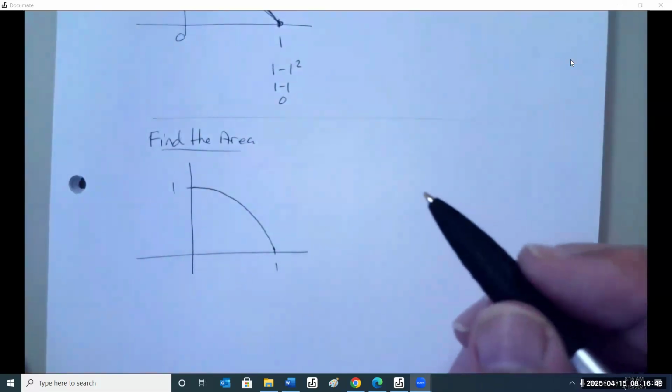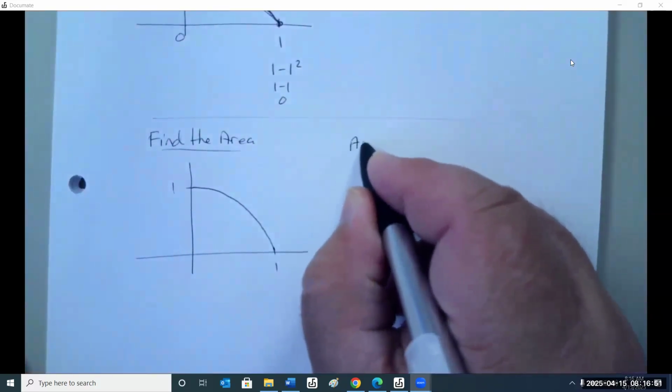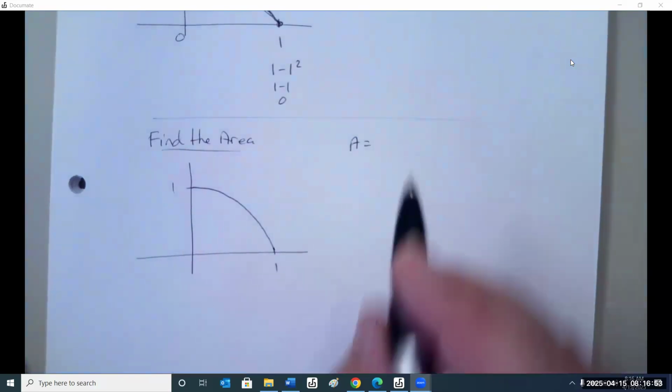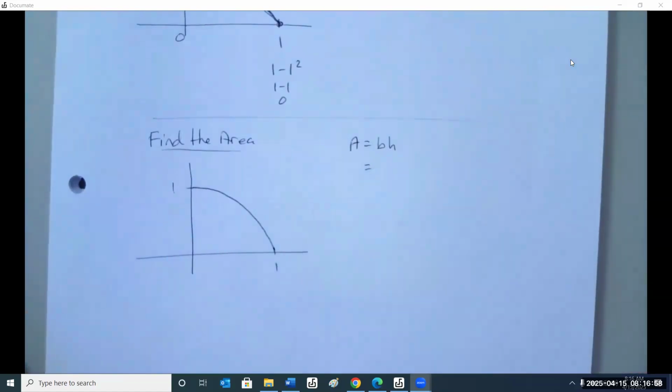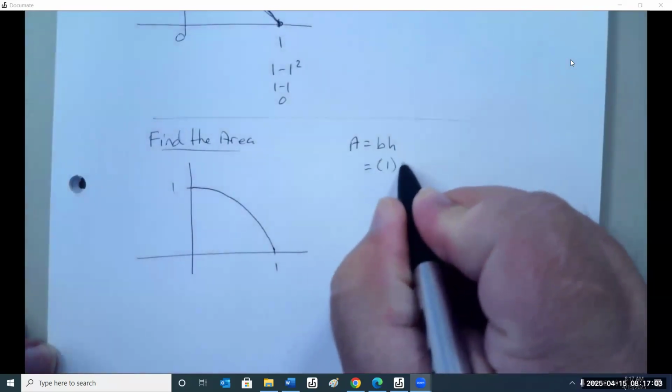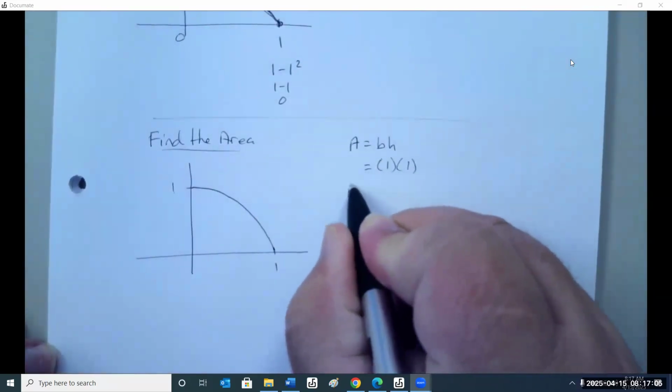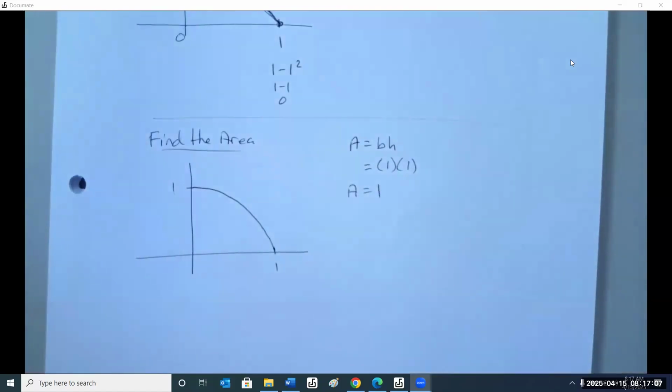If you took the area automatically, if you took the area here, what's the base? And what's the height? So we're saying that the area is going to be 1. Is that right or wrong? Why?